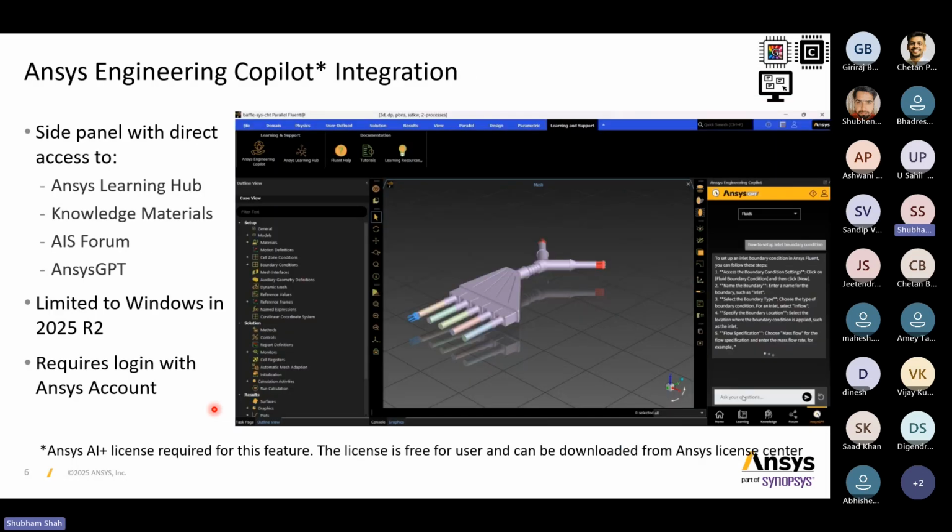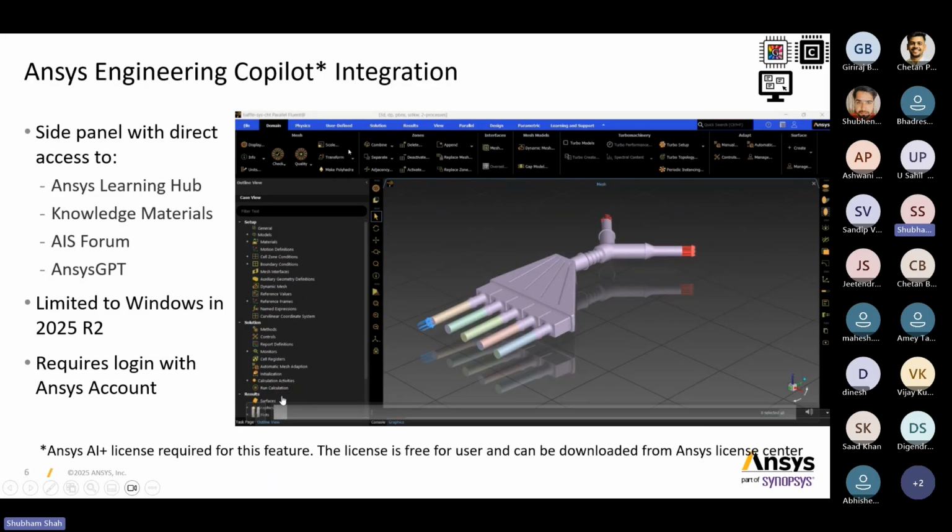Then there is the Ansys Engineering Copilot integration. This is the UI of 25R2, and you will get the Copilot here. It will help you understand, if you are going through any simulation and encountering problems, and you want to go through the material to see what the problem is. For that, we have integrated the Ansys Learning Hub, knowledge materials, forums, and also Ansys GPT, which will give you a good amount of knowledge to resolve your problem.